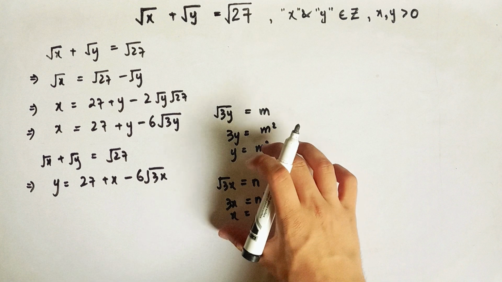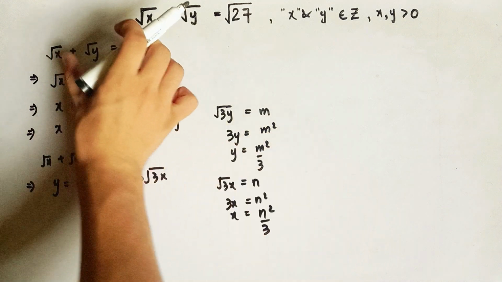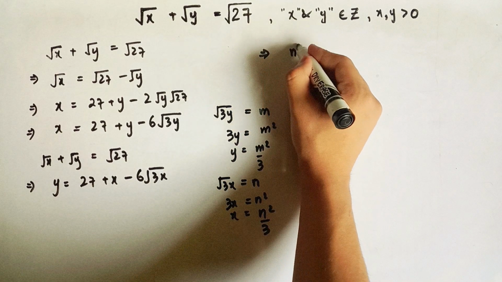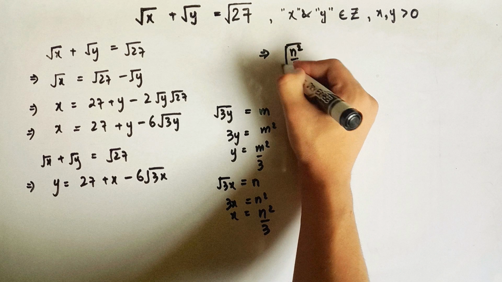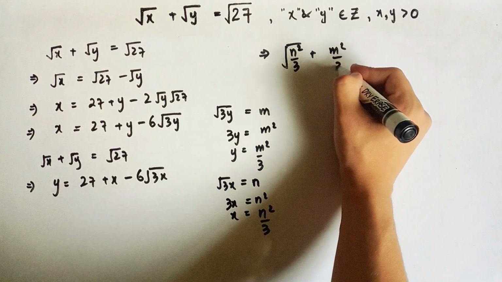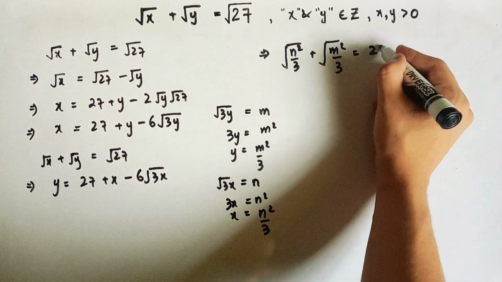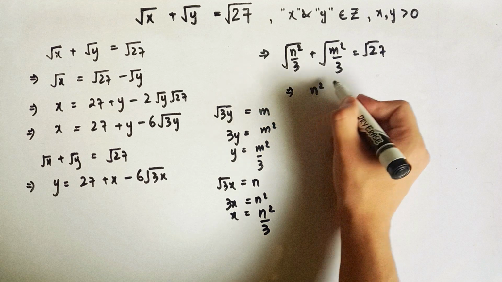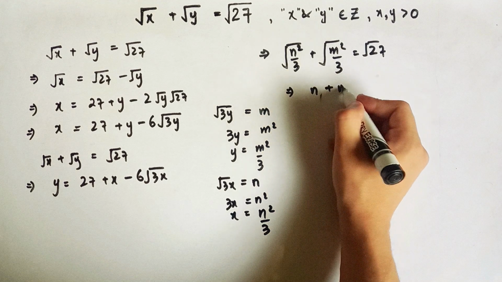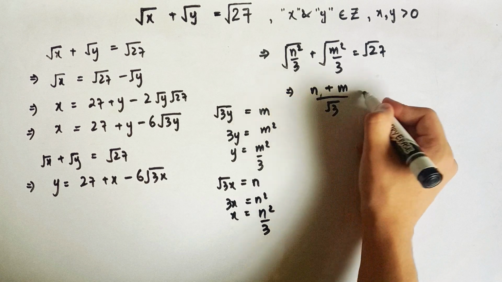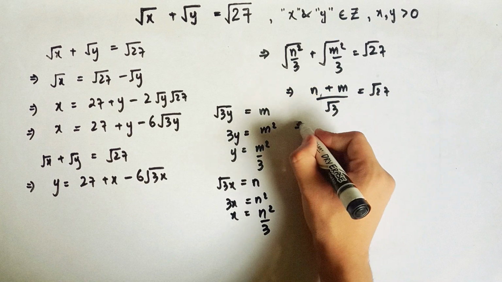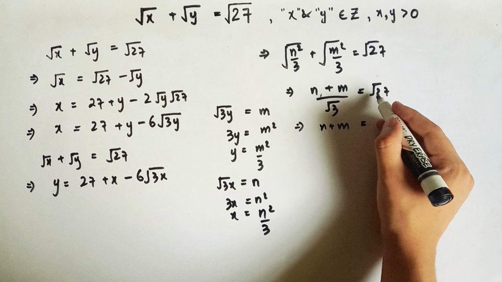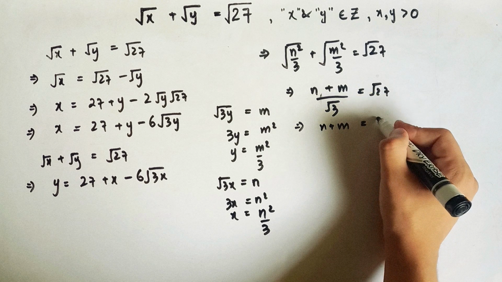Now putting these values of x and y in this equation, we get root of n square over 3 plus root of m square over 3 equals root of 27, and simplifying we have n plus m over root 3 equals root 27, or n plus m equals 3 cube and then 3 to the power 4, we have 9.